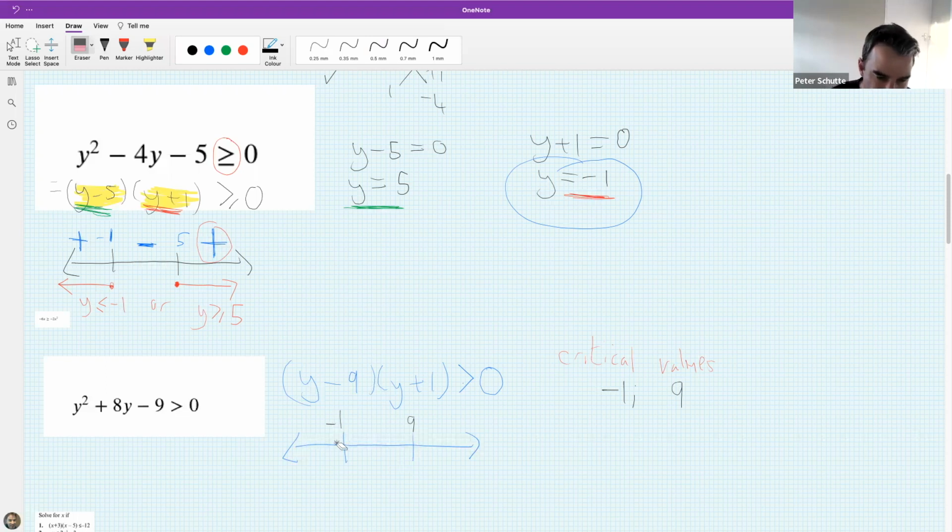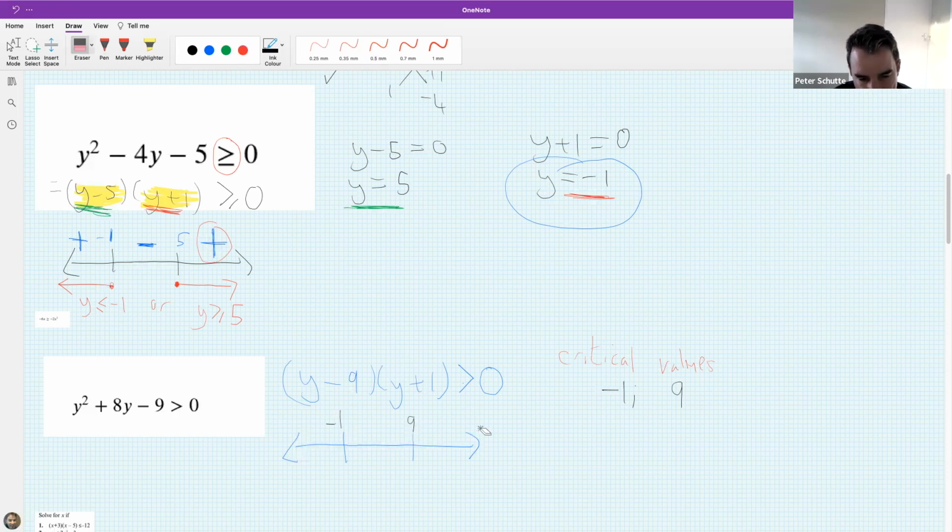So when y is -1, this whole expression will be equal to 0. Just to show you that, -1 plus 1 would give you 0, and 0 times anything is 0. So -1 is a critical value where the expression is equal to 0, and 9 is the other one.